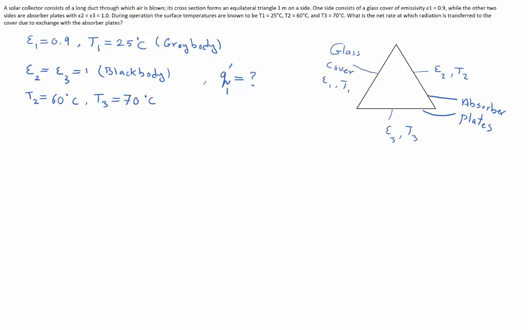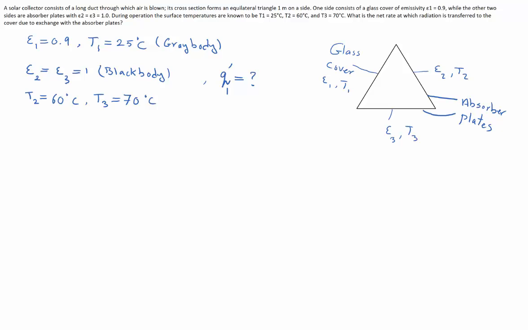Problem statement. A solar collector consists of a long duct through which air is blown. Its cross section forms an equilateral triangle, 1 meter on a side. So here's the triangle, and the length of each of the equilateral distances is 1 meter.